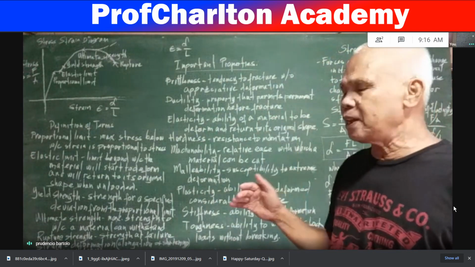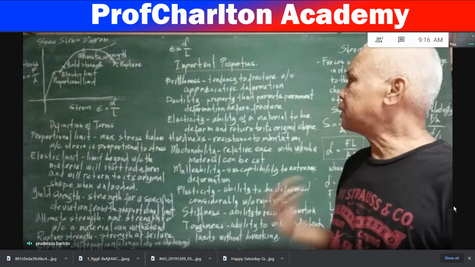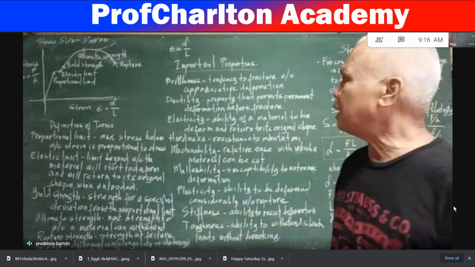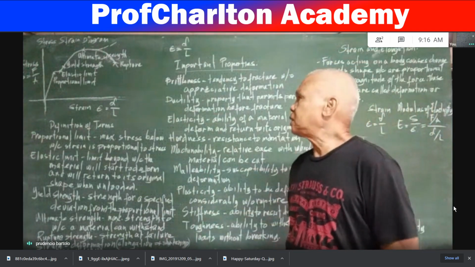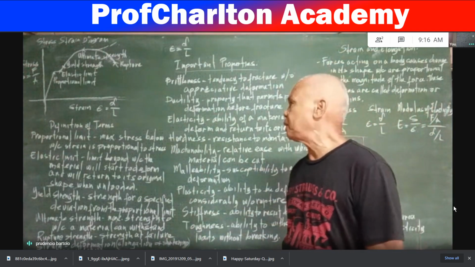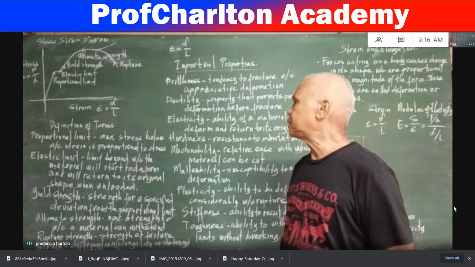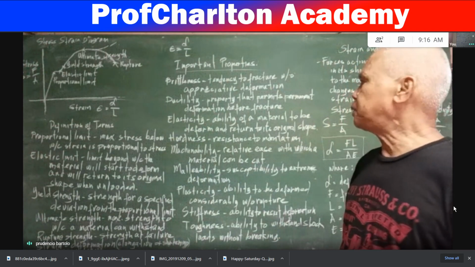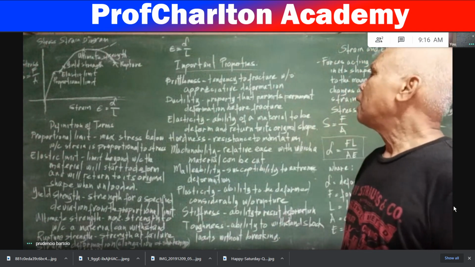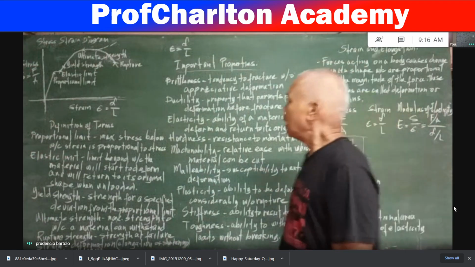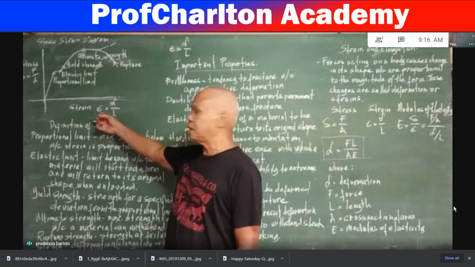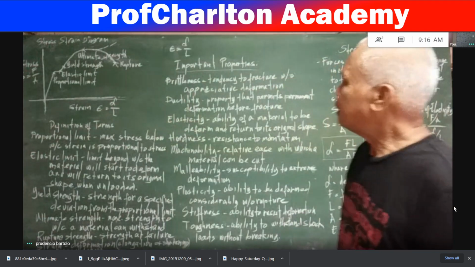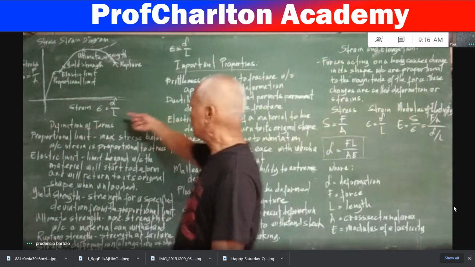Of course, being a relationship between stress and strain, the stress we have taken is equal to the force divided by the area, and the strain is equal to the deformation over the length, which is symbolized by the Greek letter epsilon, the delta over the length.